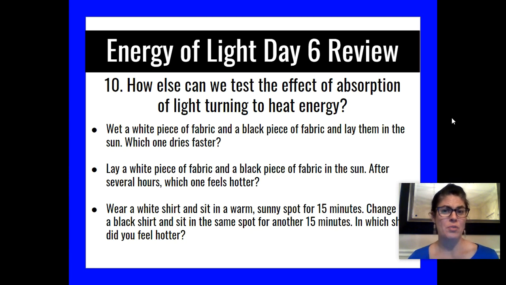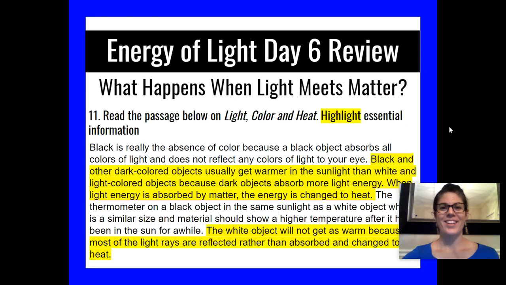I then gave some other ways for you to investigate how we can tell light turns to heat energy. Did you try any of these extensions? The last part of yesterday's lesson was to read the passage on light, color, and heat and highlight essential information. I highlighted black and other dark-colored objects usually get warmer in the sunlight than white and light-colored objects because dark objects absorb more light energy. When light energy is absorbed by matter, the energy is changed to heat. The white object will not get as warm because most of the light rays are reflected rather than absorbed and changed to heat.